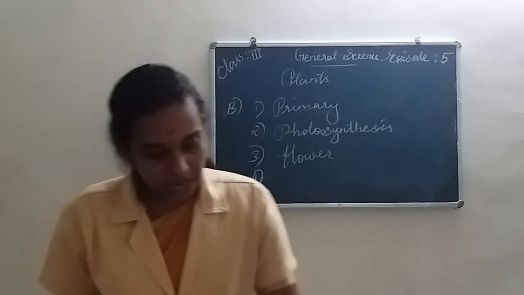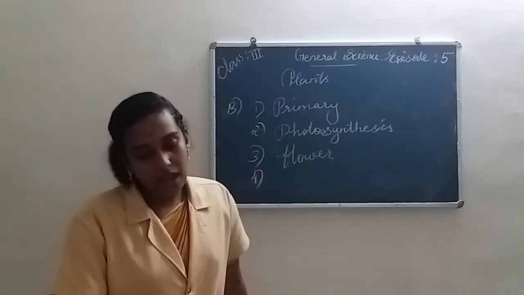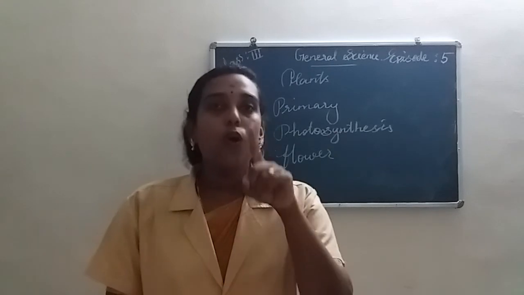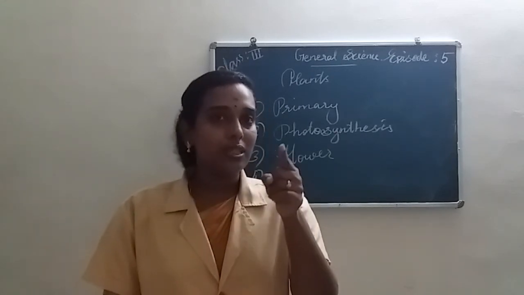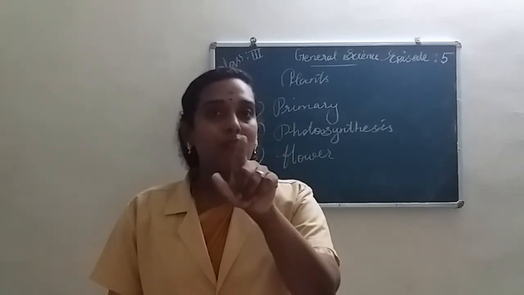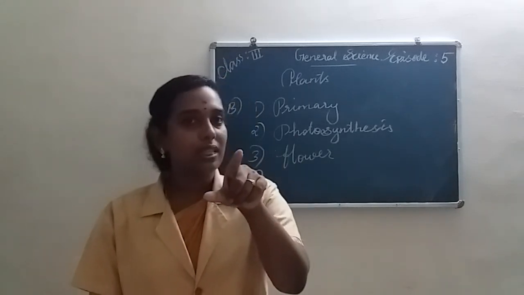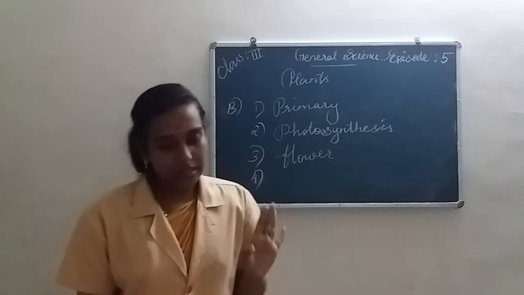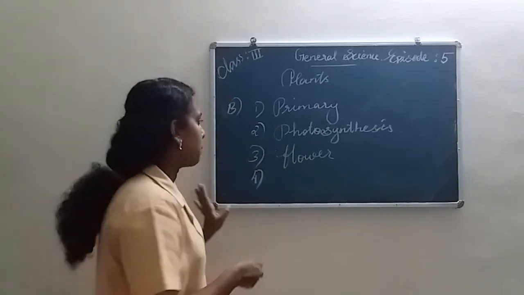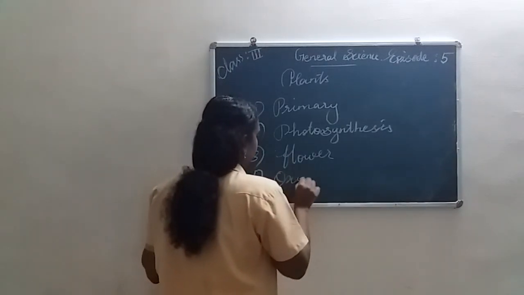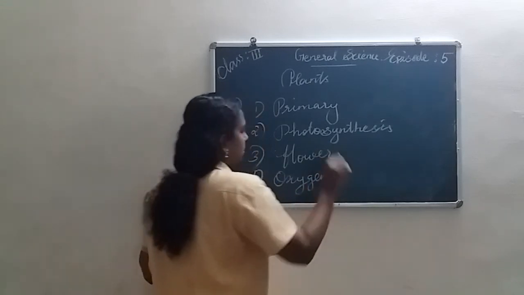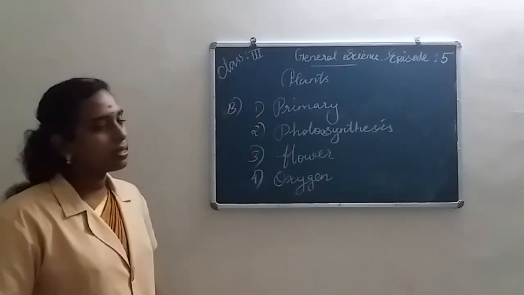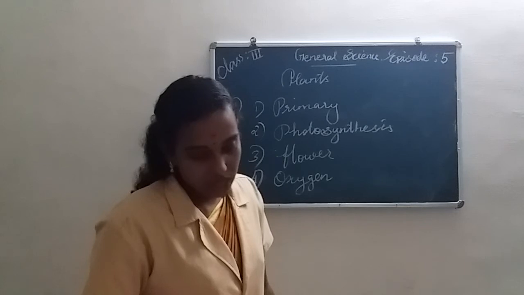And the fourth question, plants give us dash. Plants give us oxygen, because plants give out oxygen at the end of photosynthesis, and we use that oxygen for breathing. So plants give us oxygen. These are the answers for the fill in the blanks questions.